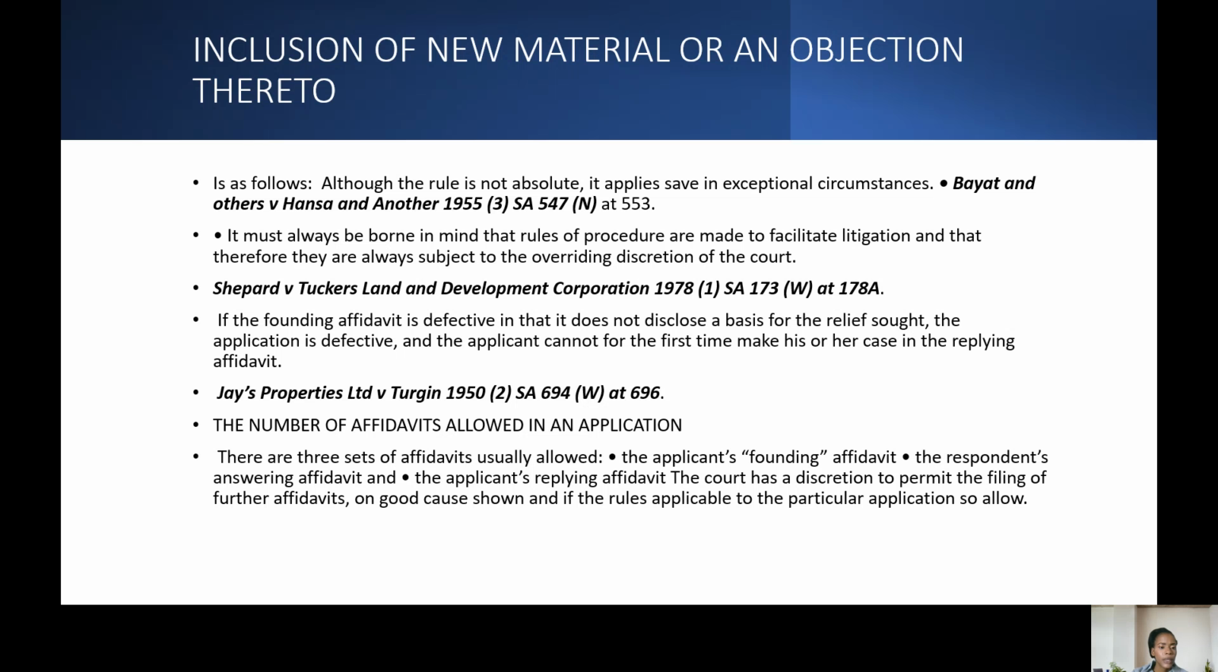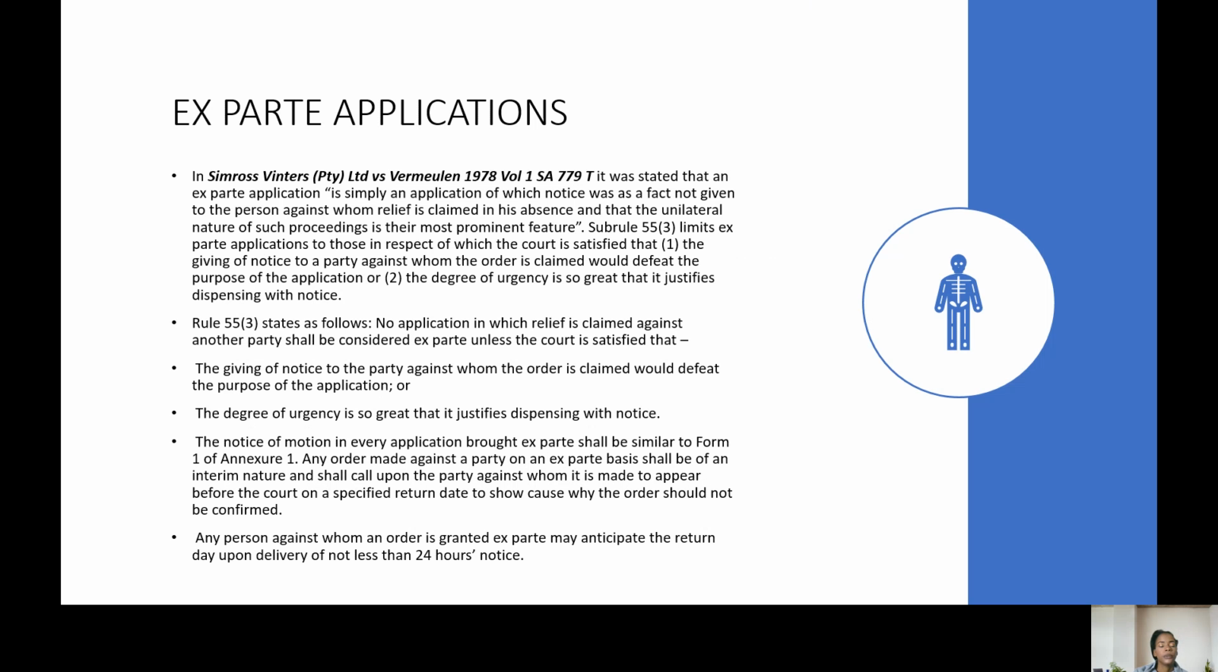In the case of Jay's Properties versus Turgan, on the number of affidavits allowed in an application: there are three sets of affidavits usually allowed: the applicant's founding affidavit, the respondent's answering affidavit, and the applicant's replying affidavit. The court has a discretion to permit further filing of affidavits on good cause shown, and if the rules applicable to the particular application so allow.